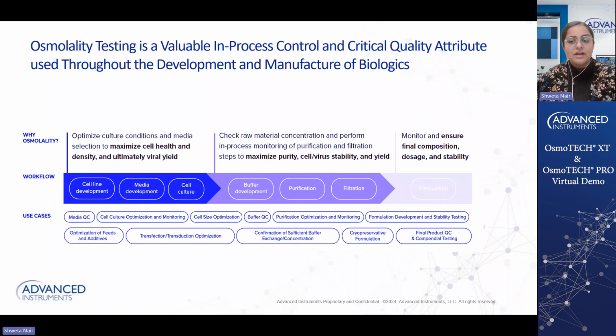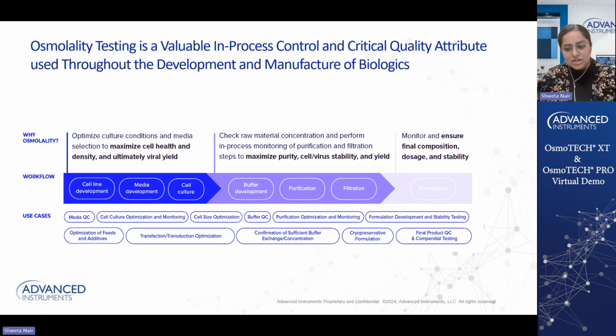Now, when we speak about the OsmoTECH osmometer portfolio, I'd like to spend some time discussing the application of osmolality testing for biological development and manufacturing of drugs. Starting from cell line development all the way through cell culture scale-up, osmolality can be used to confirm the concentration of the media, the feed, and can really help you gain insight into optimizing your scale-up step. In the downstream purification workflows, osmolality is used to really confirm your buffer concentration, help ensure your buffer exchange is efficient, and measure the concentration of your drug substance.